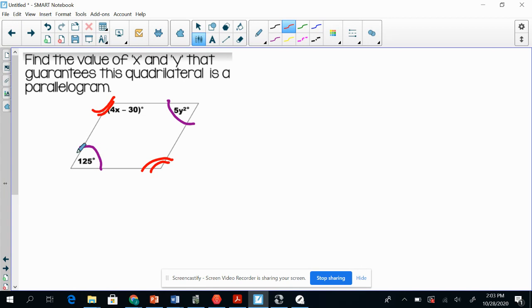So because I have a number here and here, I can solve supplementary because they're adjacent, and I can solve opposite because we know they're congruent. So you can choose either one. This one's set up pretty easily. The math of one solving doesn't necessarily affect the other because you have this solid whole number. So I'm going to pick the adjacent set here. So that's going to be 125 plus 4x minus 30 equals 180 because adjacent angles are supplementary.